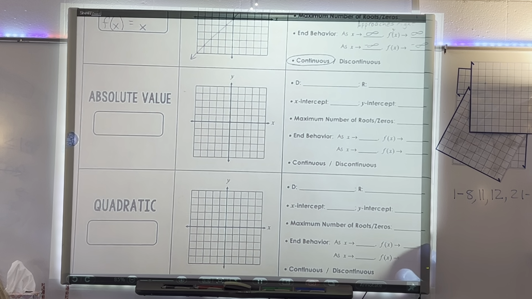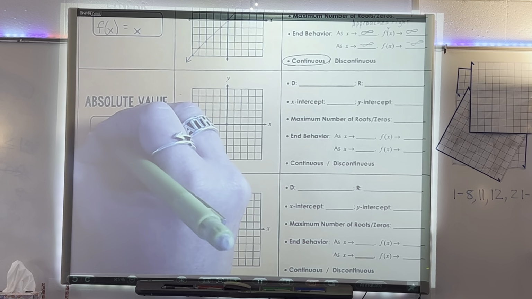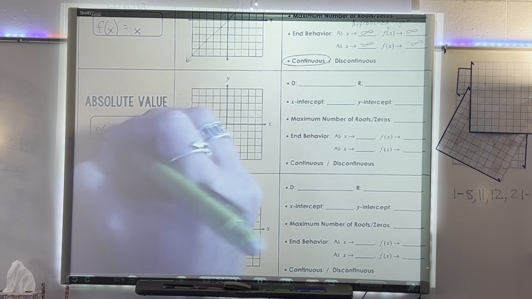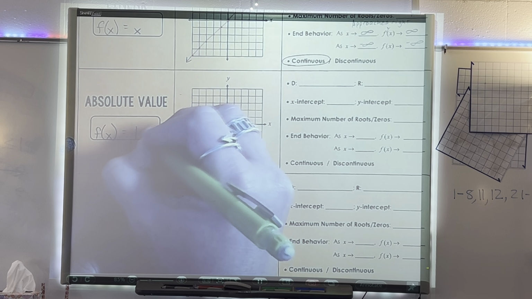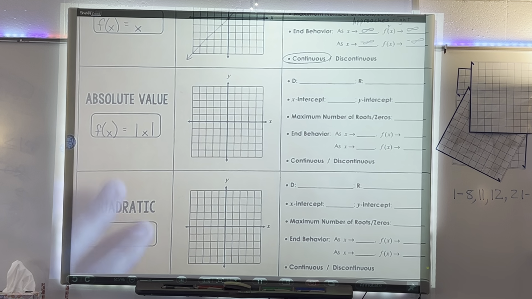Absolute value. We've worked with absolute value a little bit this year, but we haven't looked at the graph yet. That's what we're going to do next. So that would be f of x is equal to the absolute value of x.